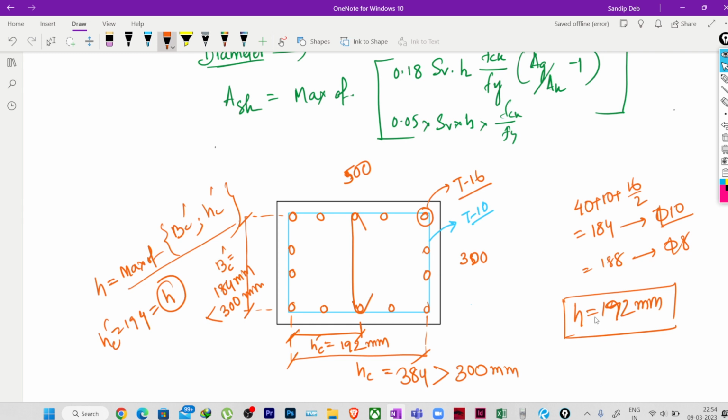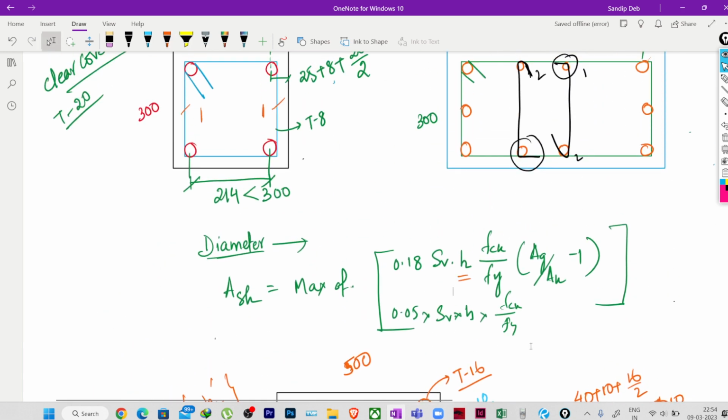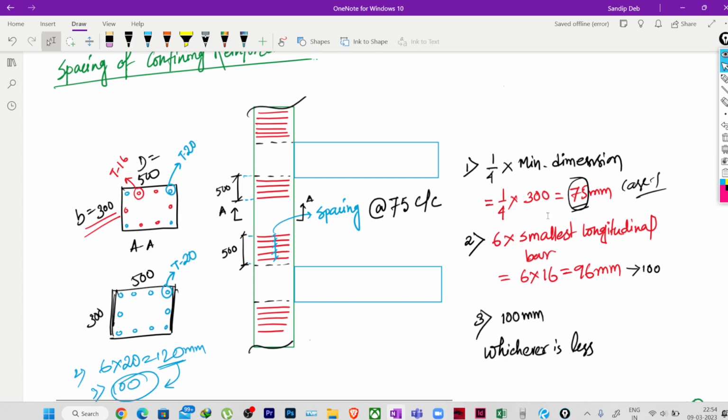Okay, I think this is what the code says, that this is the longer dimension we are getting, and if we break it by providing an additional link in between, in that case we are getting the dimension which is 192, which is less than my 300 mm, right? So this dimension and this dimension, whichever is the larger one, that will be used as our H in this formula. Okay, fine. And spacing, we have found out that 75 mm spacing we are providing, right?